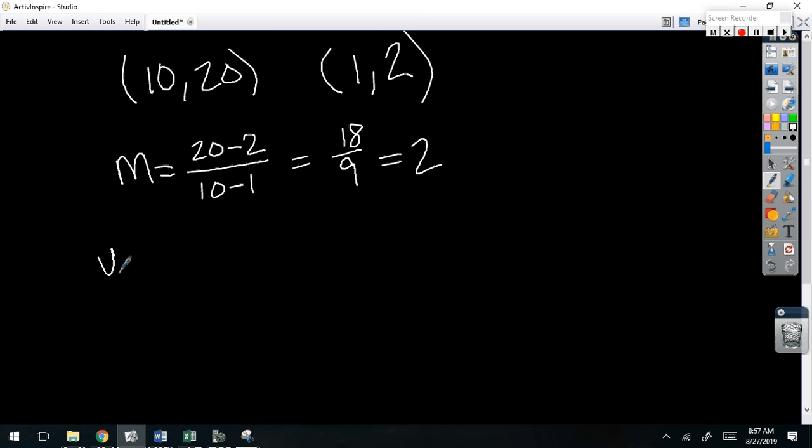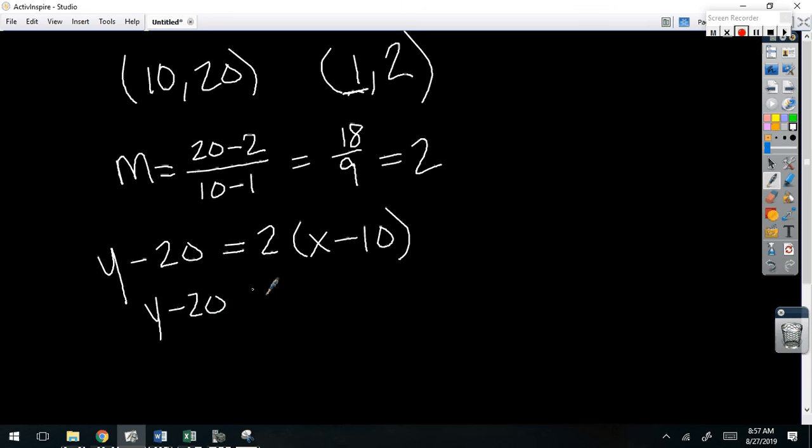Point slope form, y minus 20 equals slope x minus 10. Just make sure you're pulling your x and your y from the same point. Don't pull the y from here and then the x from here, because you'll be messed up. Then you won't have the same equation. So to get it in slope-intercept form, I need to distribute, solve it for y. Oh, this was an easy one.